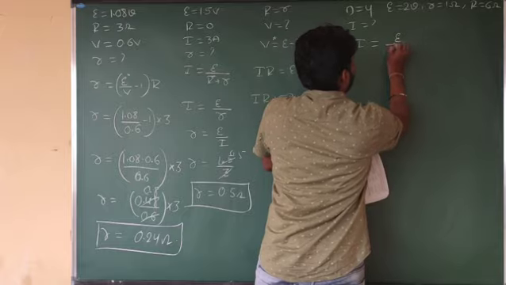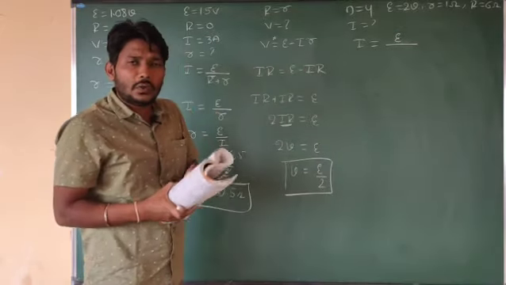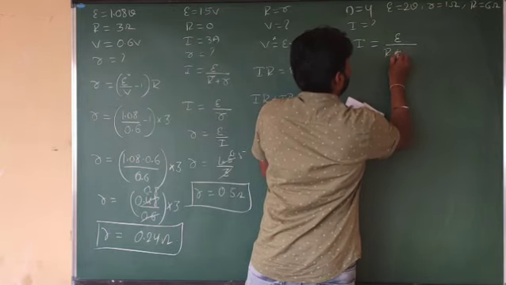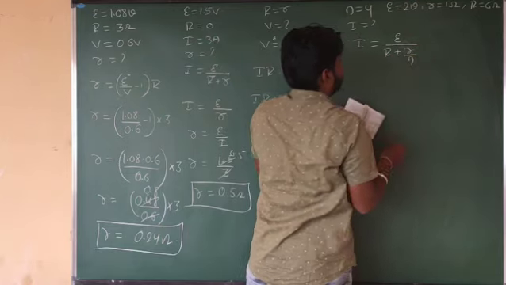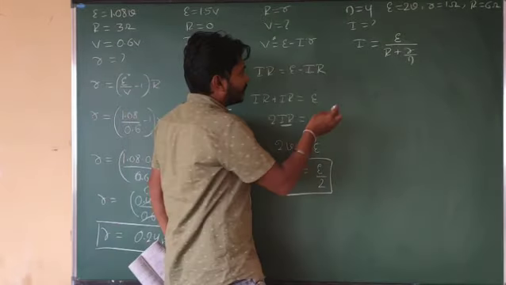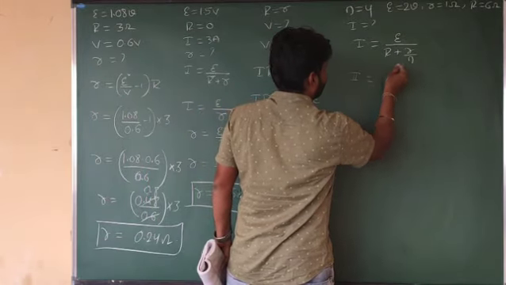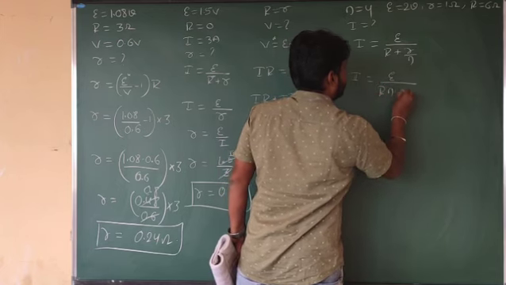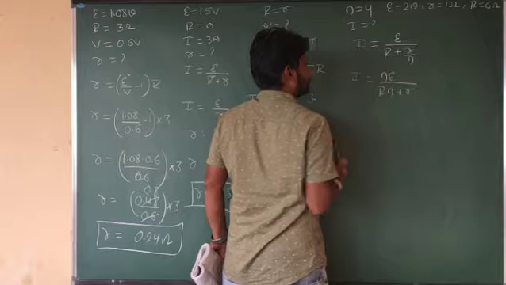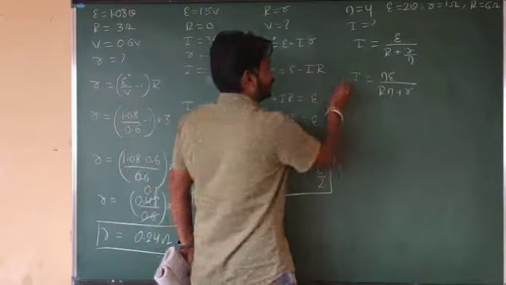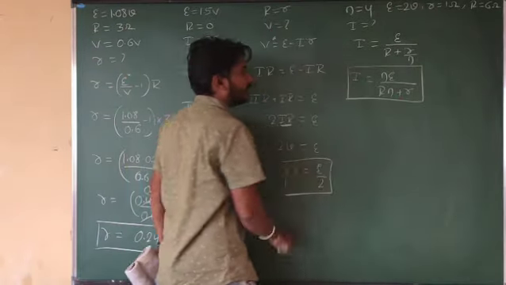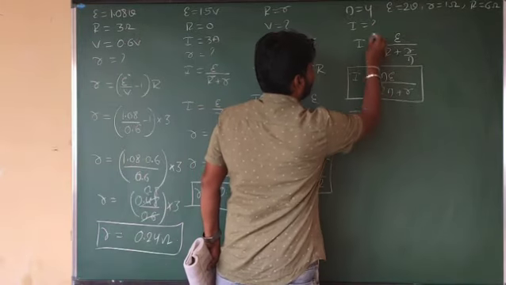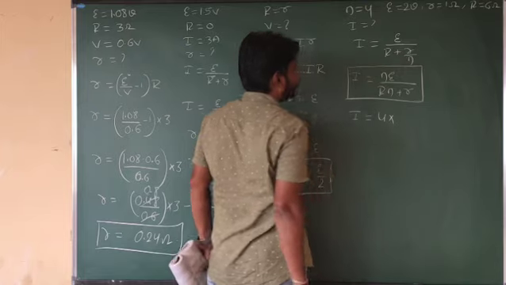In case of parallel combination, the EMF will remain the same, so it won't change here. So R plus the internal resistance, shall I take it as R by N here? Let me recall the formula, or you can take it as a direct formula: E divided by R plus R by N. So this is the formula. What is the connecting formula when N number of cells are connected in parallel combination? This is the required formula. From this formula I can calculate the current through the circuit here.